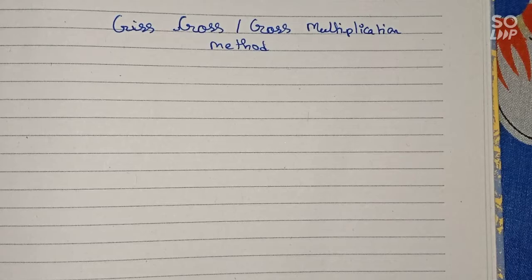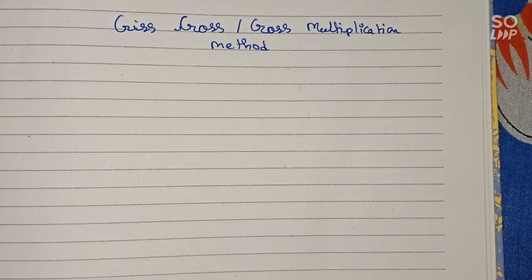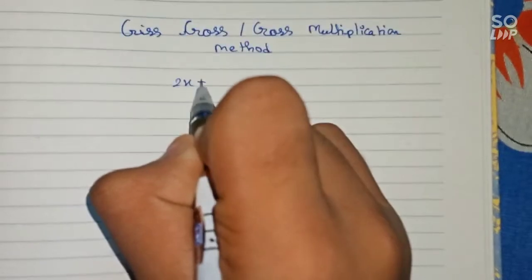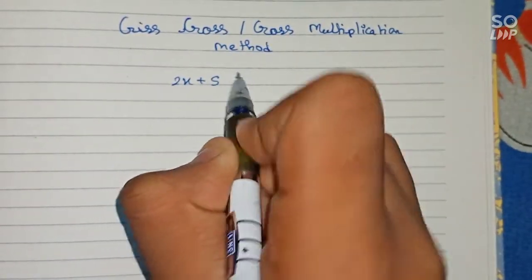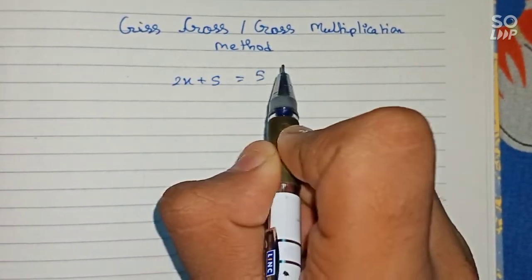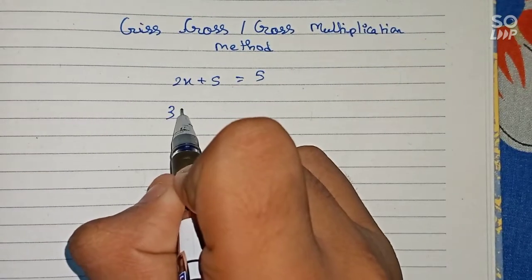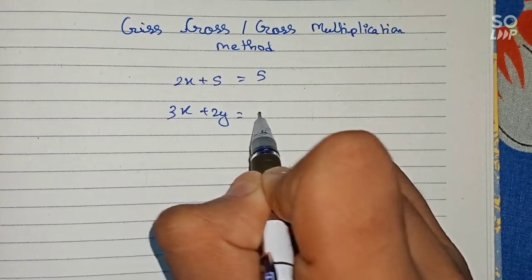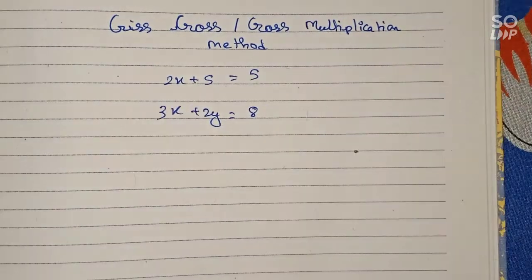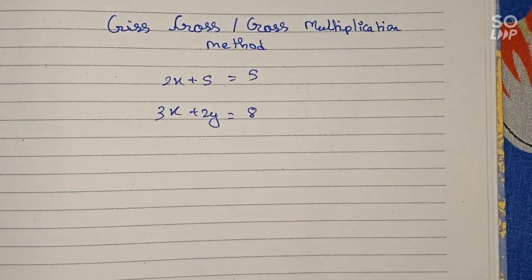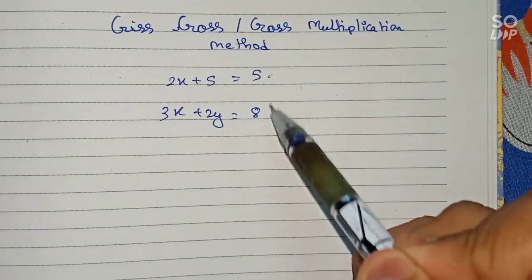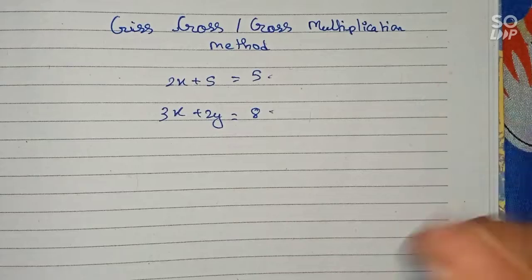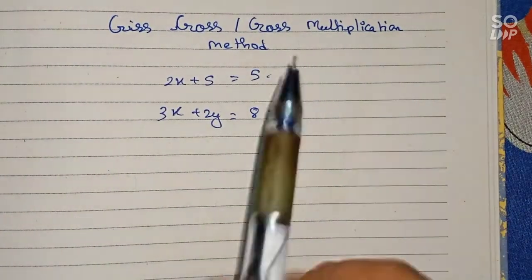So for this question also we take an example. So we take 2x plus 5y is equals to 5, and 3x plus 2y we take is equals to 8. So now in the previous method you have done that the numbers which are in the right side, we have taken that to right side only. So now in this method we have to take them to left side.